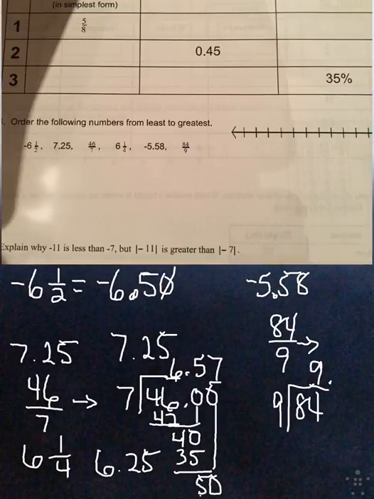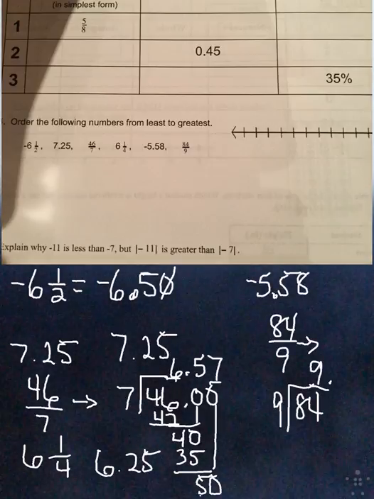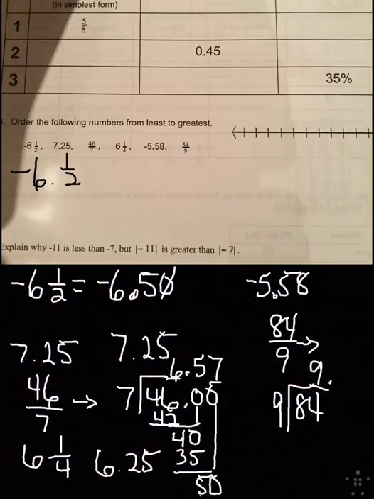So then I'm going to put them in sequence. Negative 6.5 is first. And then negative 5 58 hundredths. I apologize for reading that wrong. So I've got this one. And I've got this one.